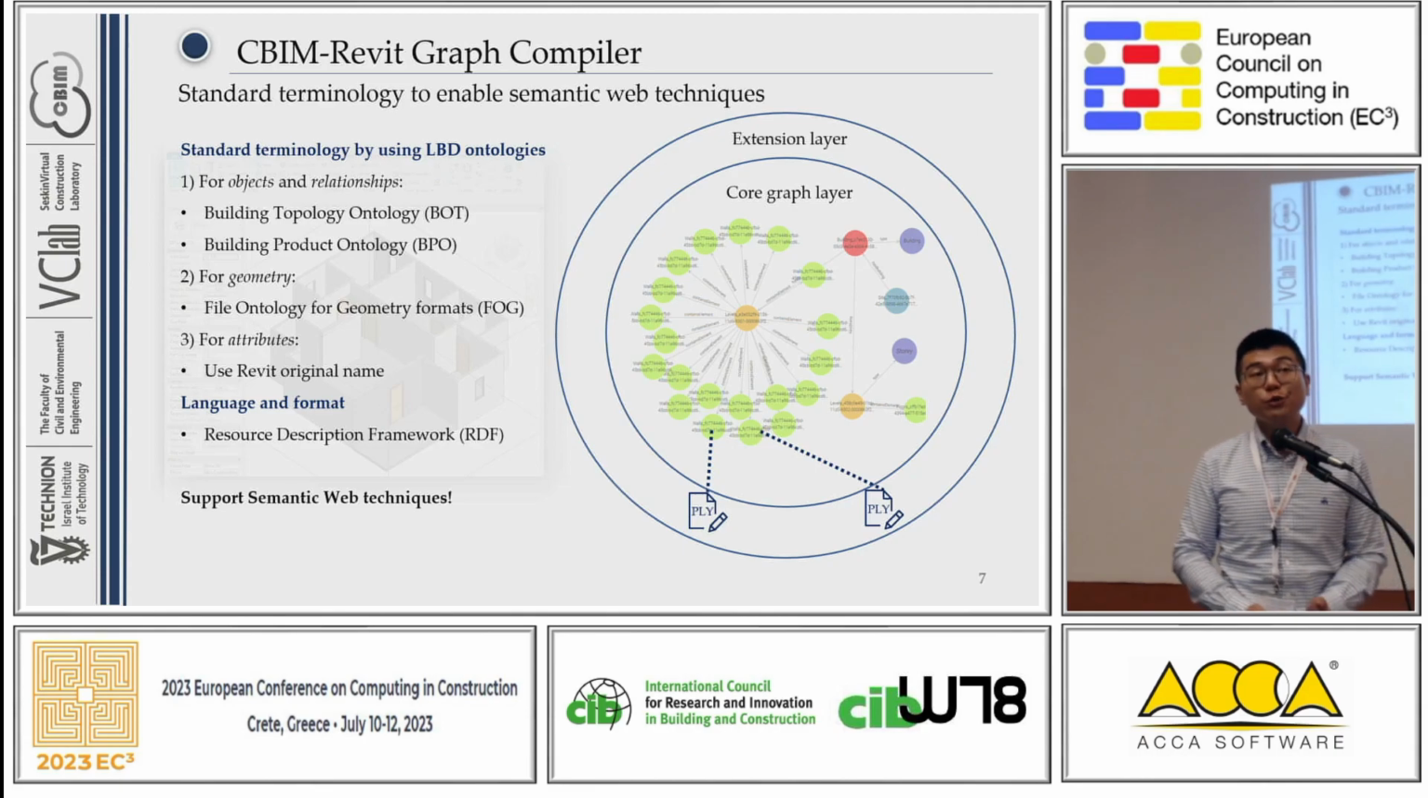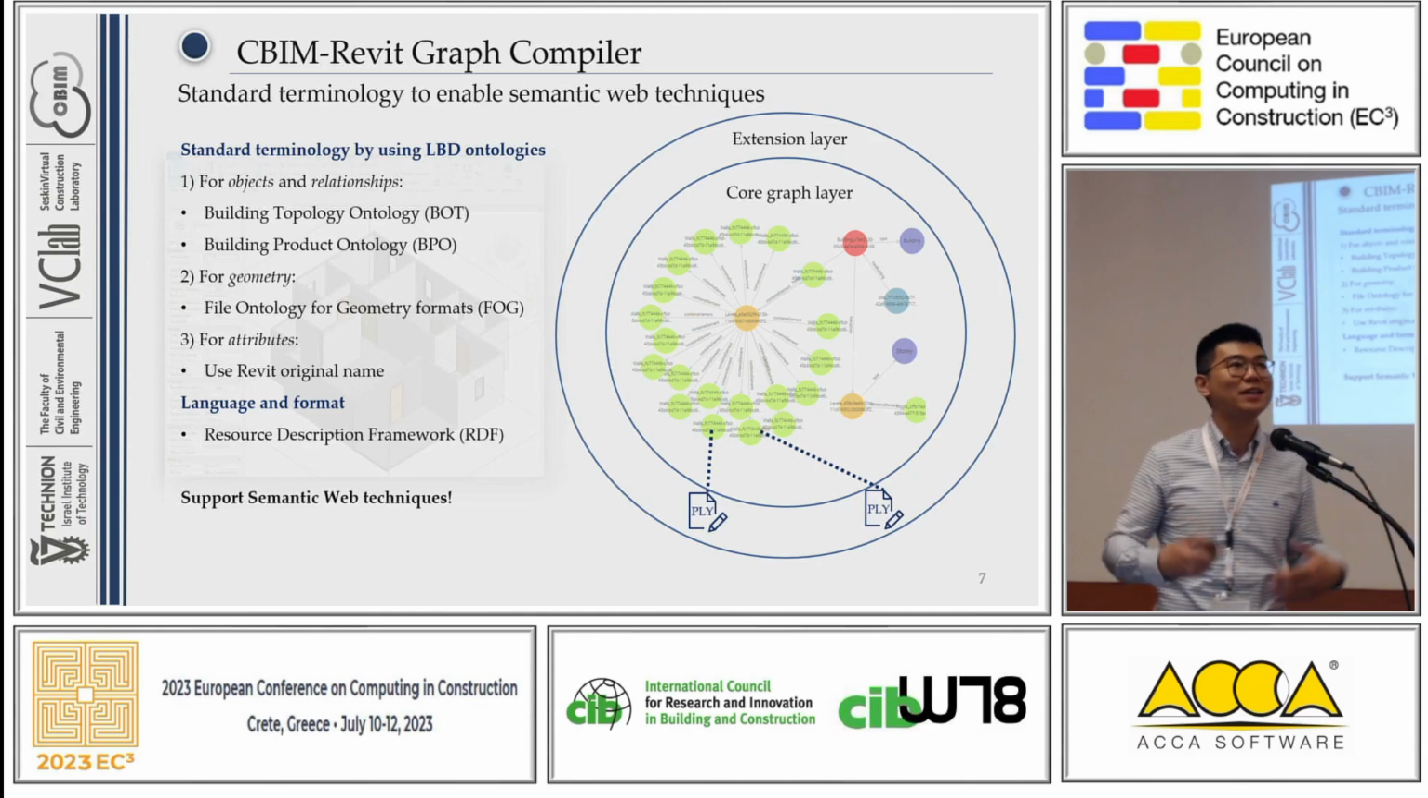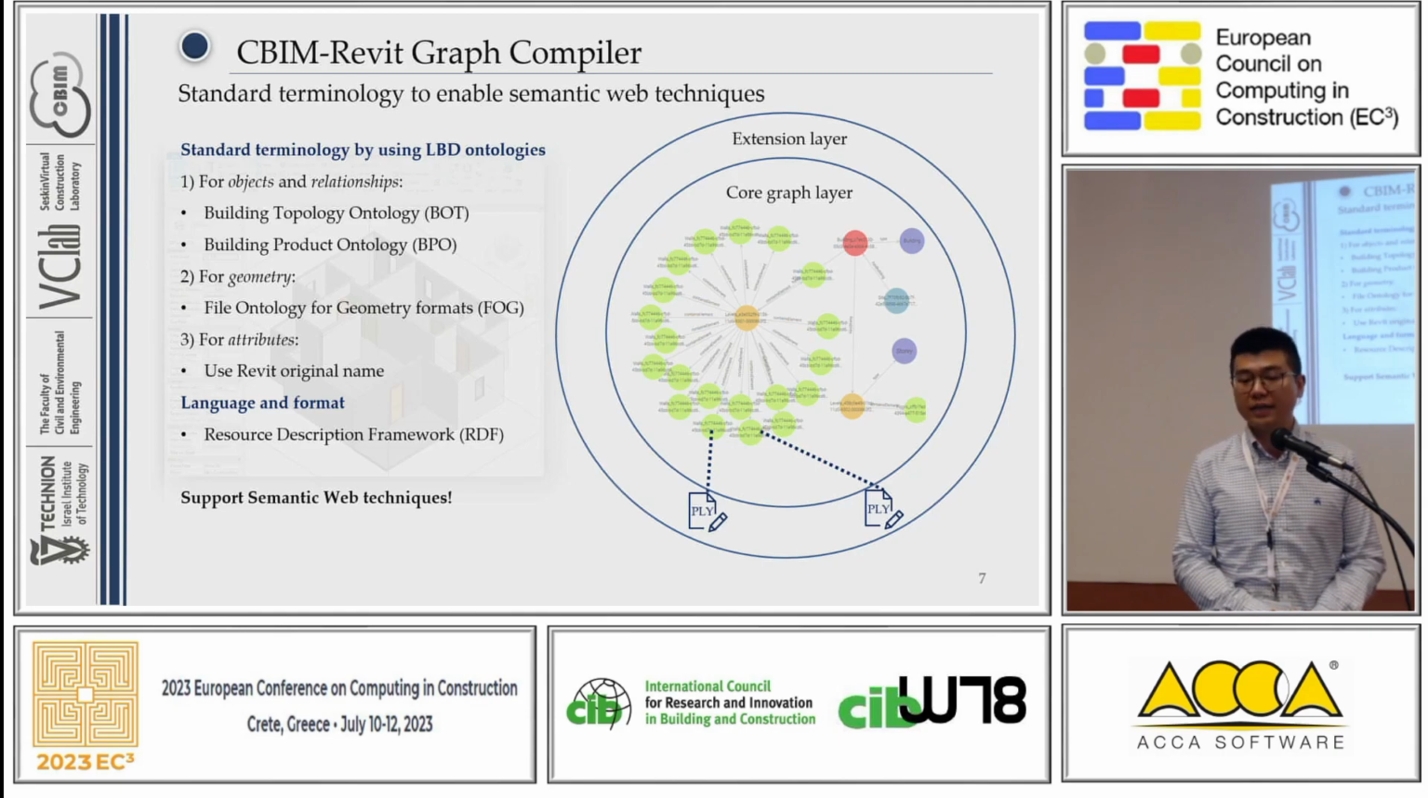And for attributes, we didn't find suitable ontologies. If you have, please let me know. And then we just keep the Revit attribute name. I think people can understand it. We compile this graph in RDF format, so it can enable all the semantic web techniques.